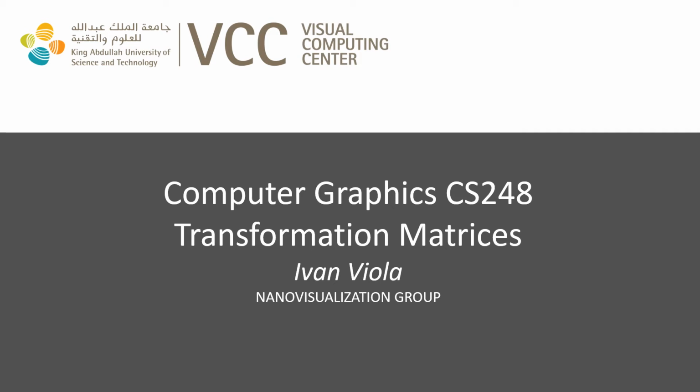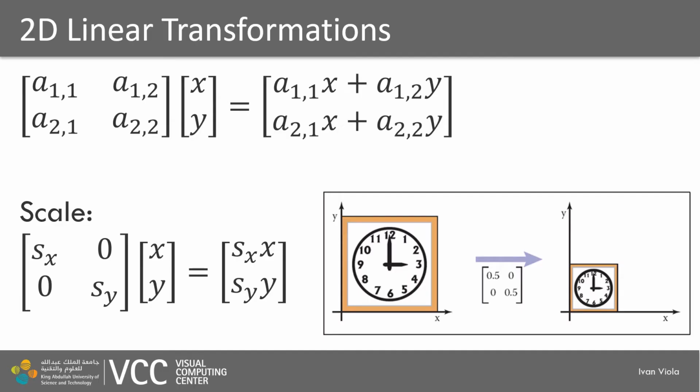Welcome to our next lecture on transformation matrices within the course of computer graphics at KAUST. In the last lecture, we recapitulated some linear algebra basics and looked at linear algebra from a geometric perspective. In this lecture, we will turn linear algebra into a useful tool for transforming objects within 3D or 2D spaces.